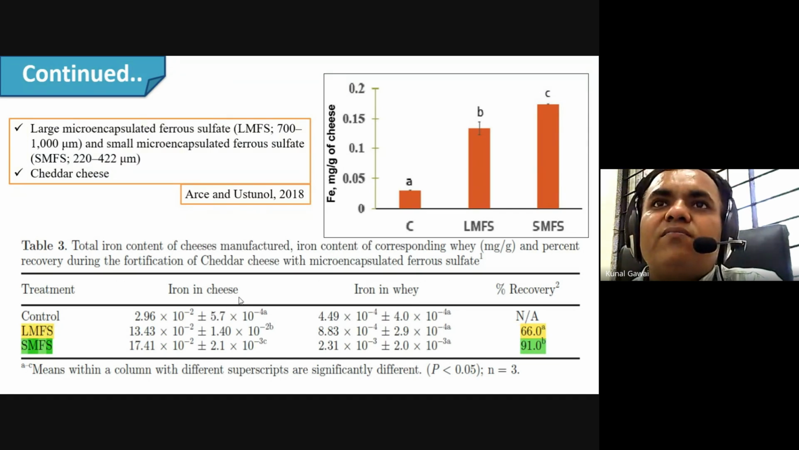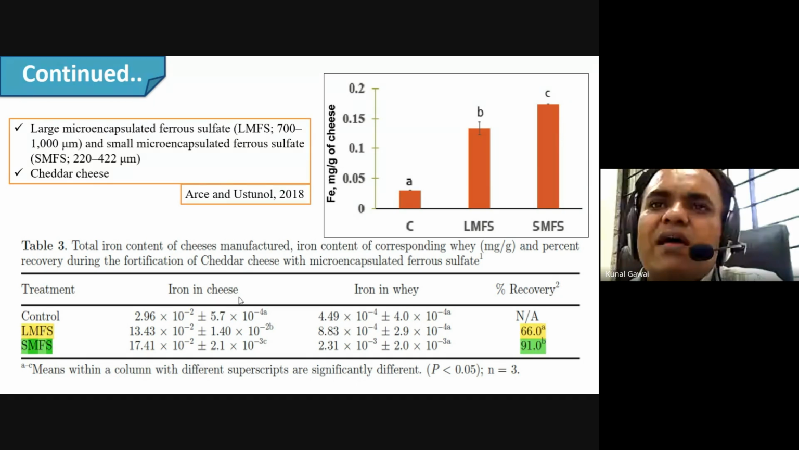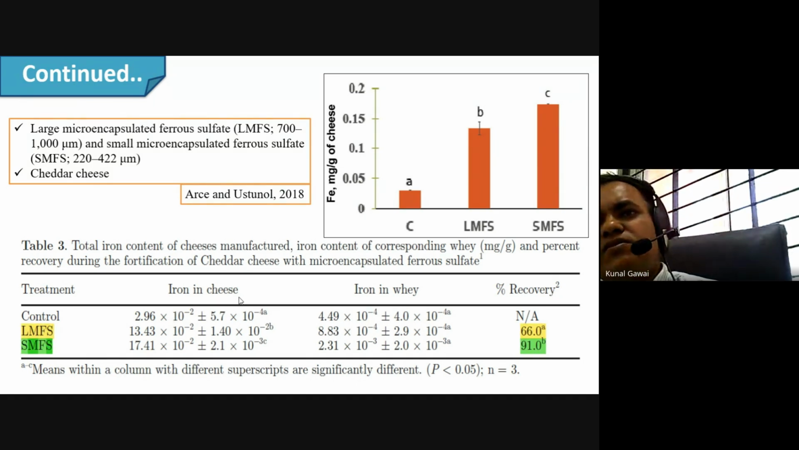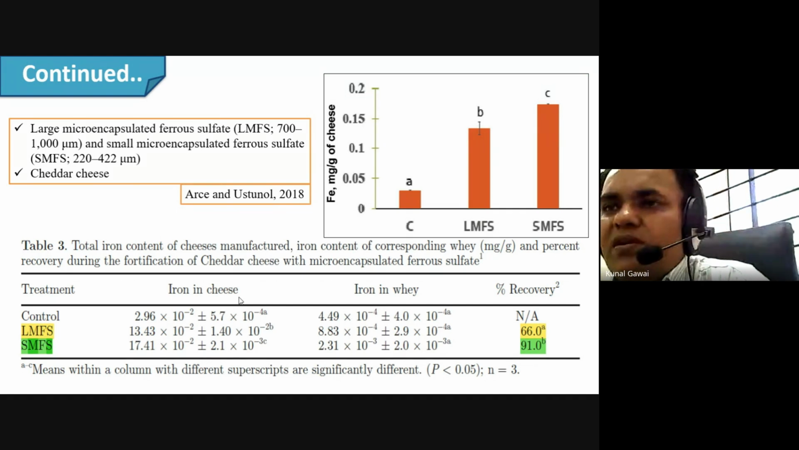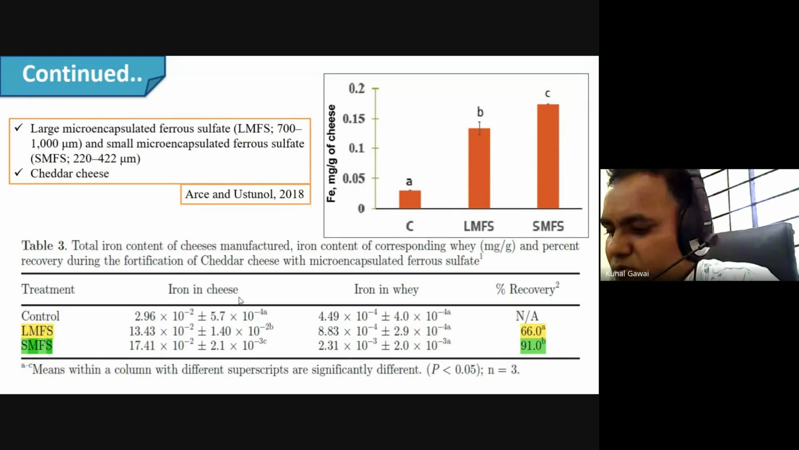Here we can see large microencapsulated ferrous sulfate and small microencapsulated ferrous sulfate and their impact. The smaller size of microencapsulates has more recovery than larger particles. Different methods give us different particle sizes, but we have to choose according to what we want to deliver, and choose the method where the recovery rate or microencapsulation rate is higher, as well as yield.